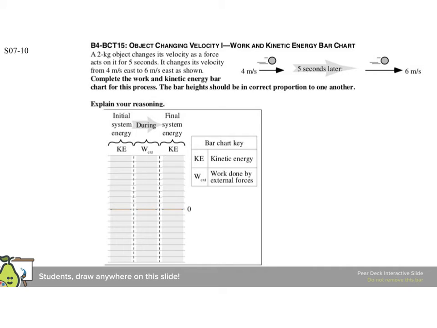A 2 kilogram object changes velocity as a force acts on it for 5 seconds. It changes velocity from 4 meters per second east to 6 meters per second east.